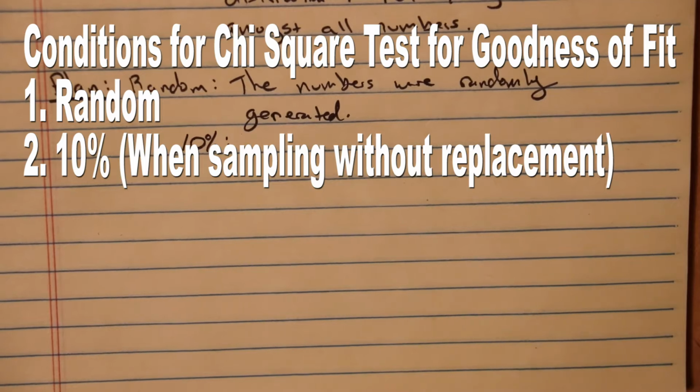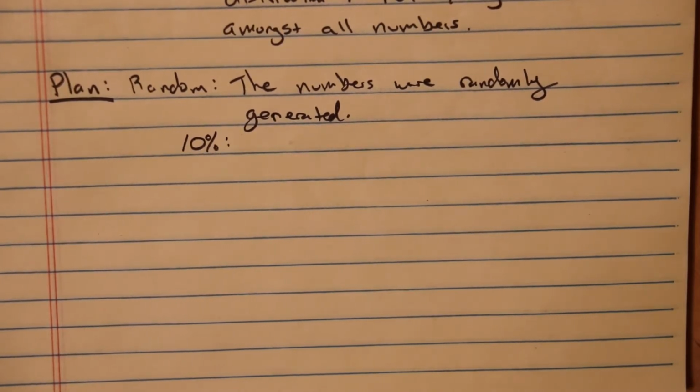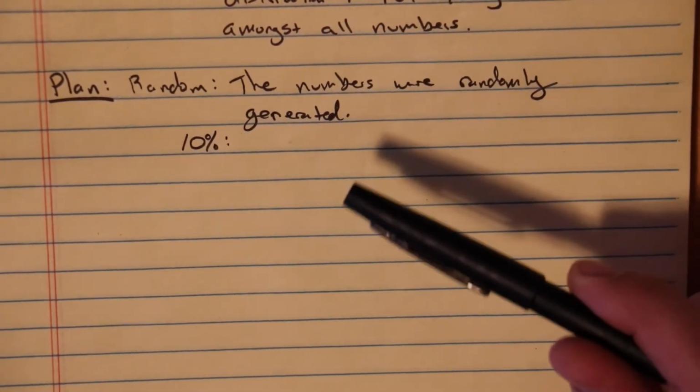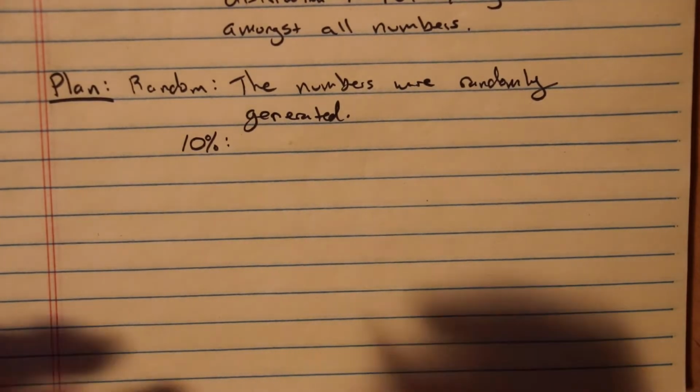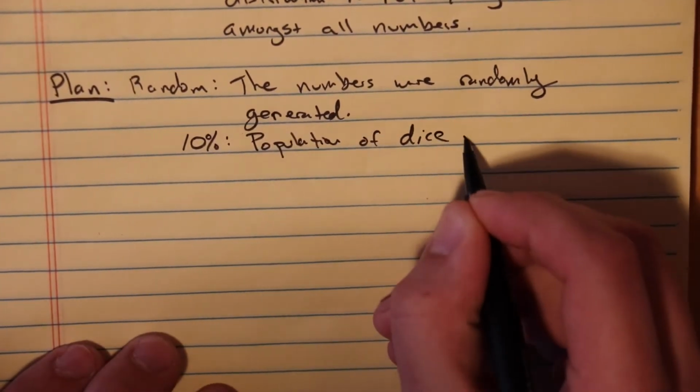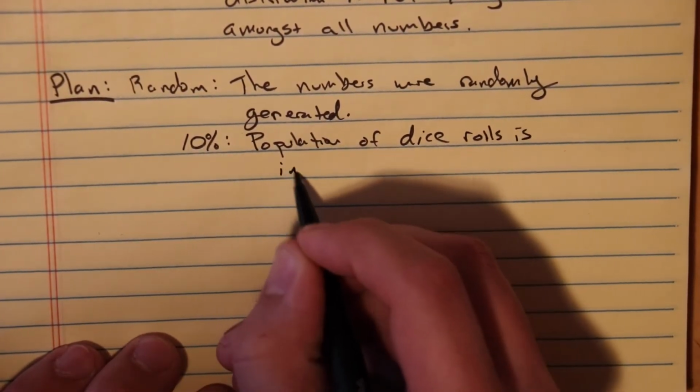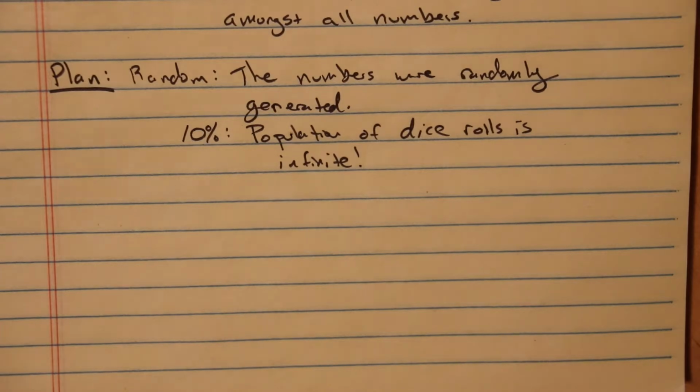Think about that for a second or two. Are we sampling more than 10% of the population each time? So our sample size, remember, is 40. Did we sample too large? We have a sample size of 40. The answer is no, we didn't sample too much out of the population, because the population of dice rolls is infinite. We can keep rolling the 6-sided die forever and ever and ever.